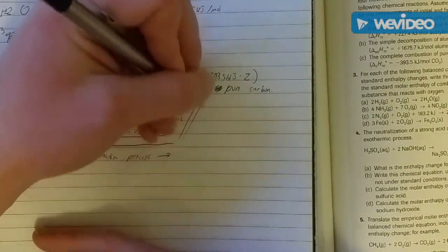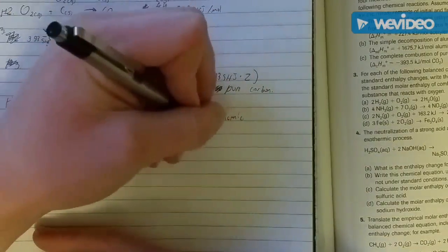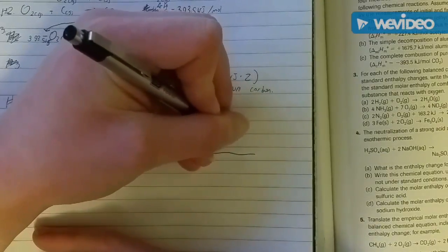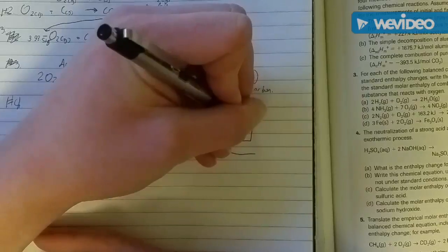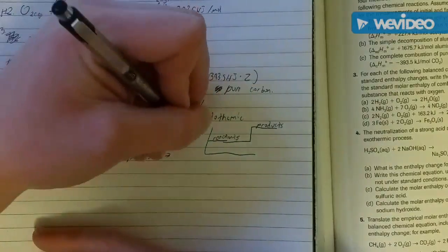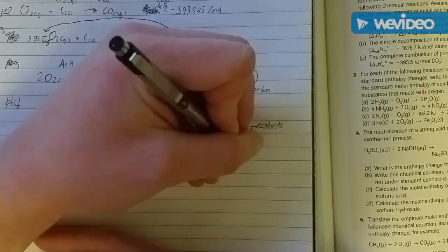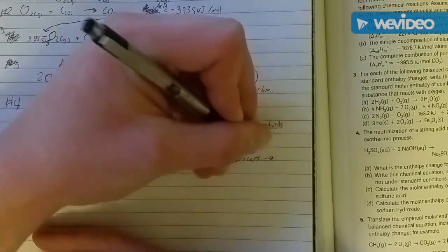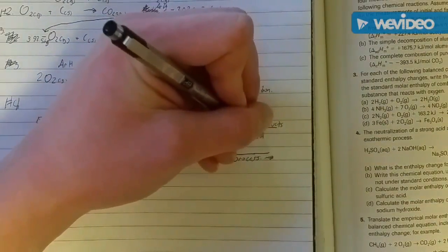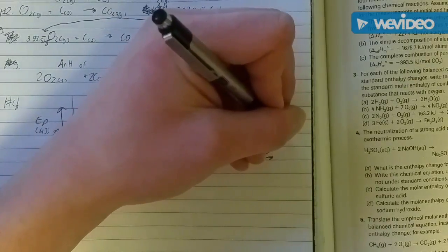If it was endothermic, we'd see an EP graph of some kind of reactants with their products being above our reactants. So that'd be EP versus reaction process. And this would be the change, the ΔrH of our reaction.